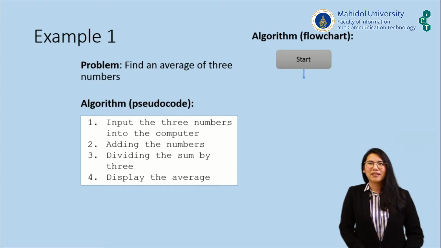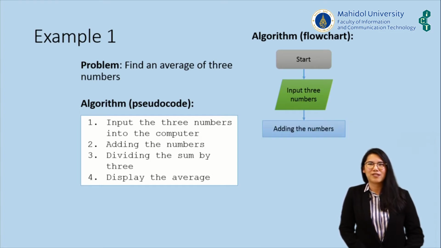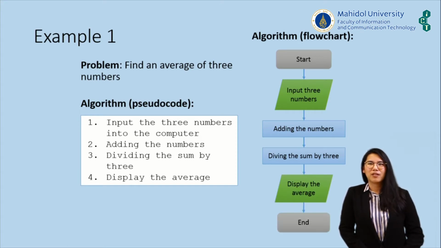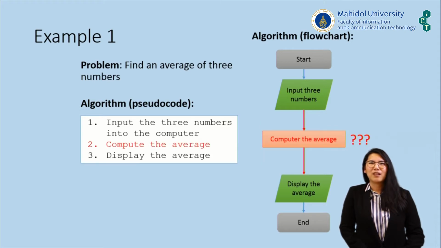So welcome back. Let's see the solution here. You need to have the first one, terminal start, followed by the input symbol, which is input 3 numbers. Later on, the process: adding numbers, dividing the sum by 3, and then the output, display average, and that is the end terminal symbol. I think you guys will probably be able to do this example, right?